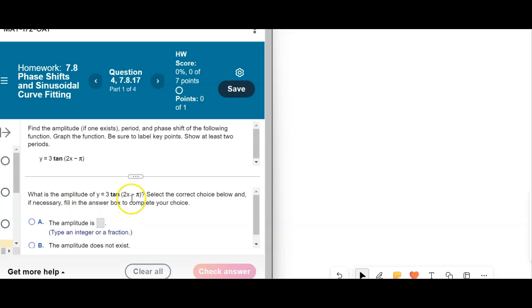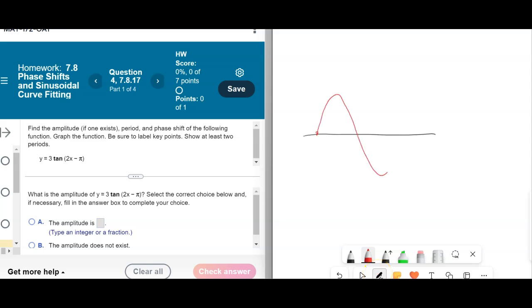All right, so first of all, tangent, when we're talking about amplitude, we're talking about how high the graph gets off the midline. And we have a peak, a valley, and then these midline intercepts. This is amplitude, like the highest to the lowest.